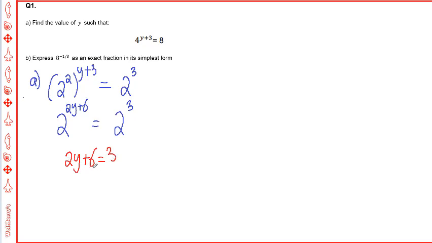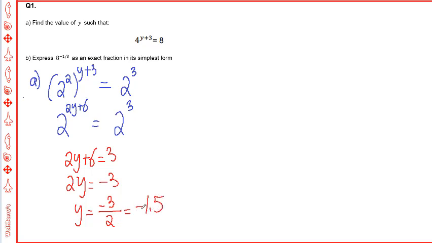And then we just solve the equation. Subtract 6 from both sides, becomes 2y equals minus 3, because 3 minus 6 is minus 3. And then we divide both sides by 2, so we get y is minus 3 over 2, which is equal to minus 1.5. Either one is correct.